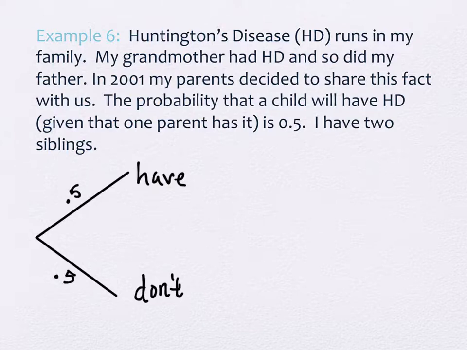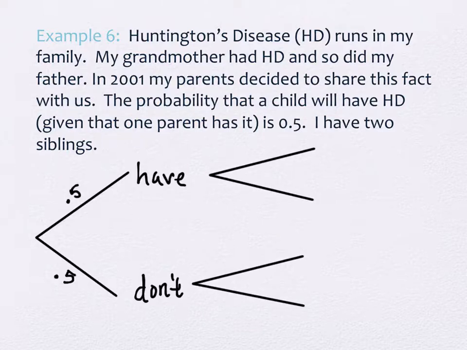New decimals or fractions. My sister is the second born, and so we have tree diagram branches for her next. Her branches look just like mine. She either has it or she doesn't, so I'm going to put have and don't on there, just like before. The probability along each branch is 50%, 0.5.